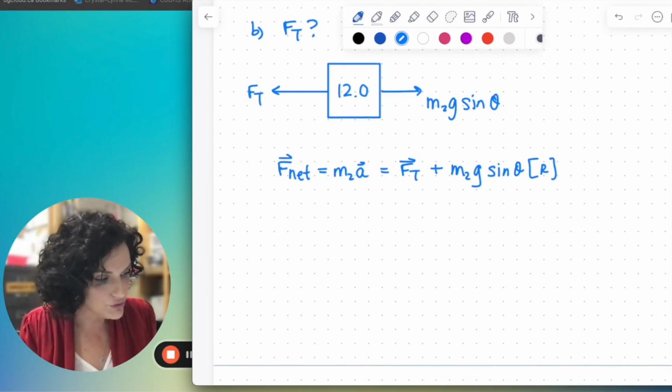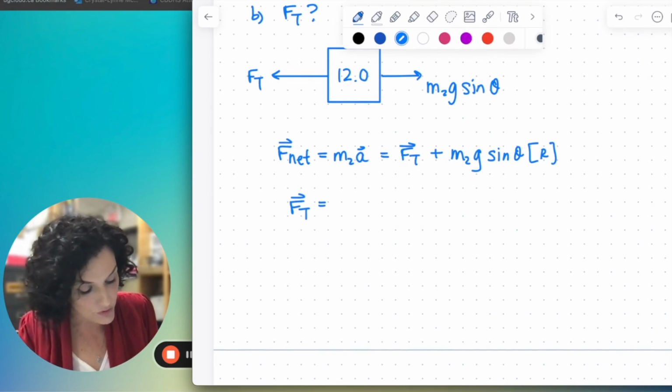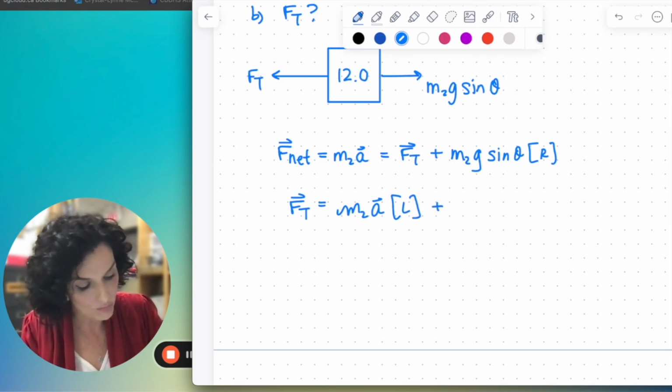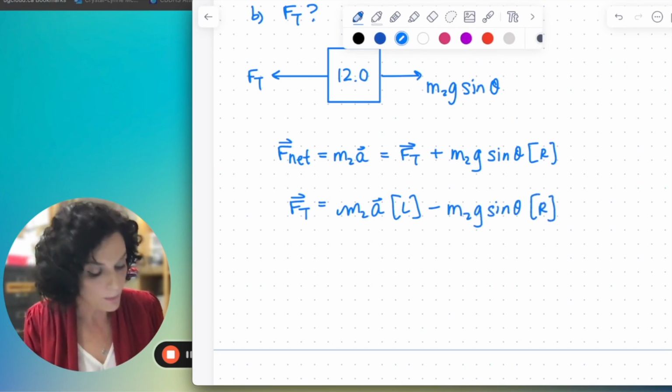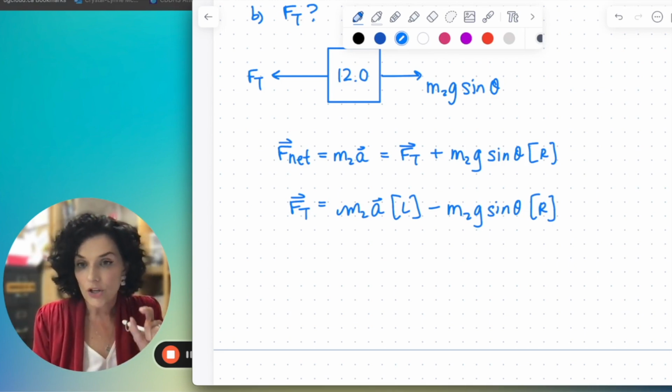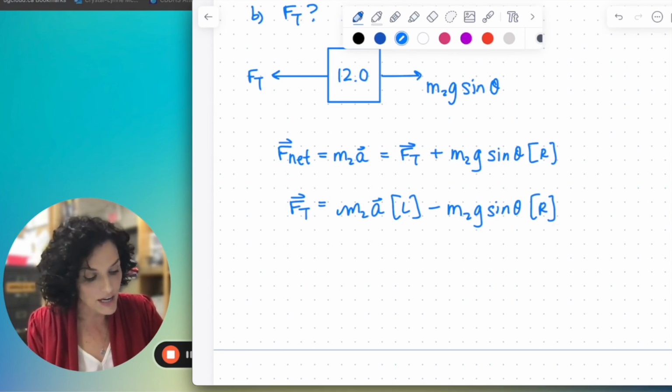So mass number 2, I'm just going to rearrange my equation here. My tension force is going to be equal to mass 2 times my acceleration. That's going towards the left. Sorry, minus my M2G sine theta to the right. Now, like I said before, you have to have the same directions in your vectors. So we're going to change a right to a left.